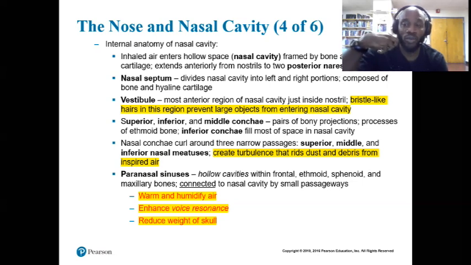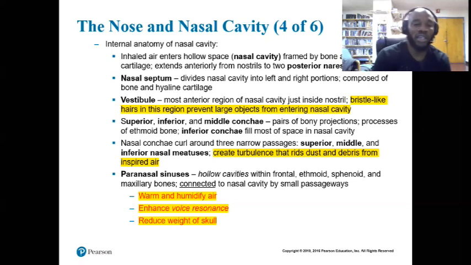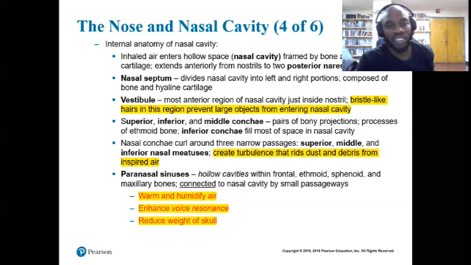that are not good for our body, dust, coronavirus, whatever. We don't want any of that stuff getting into our lungs. So your body has a lot of parts in place that are responsible for preventing that from happening. And then we have our paranasal sinuses, hollow sinuses.